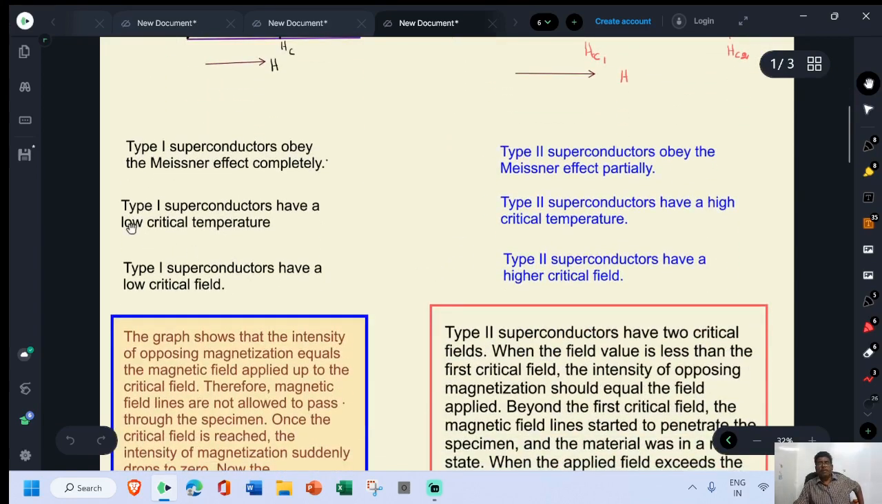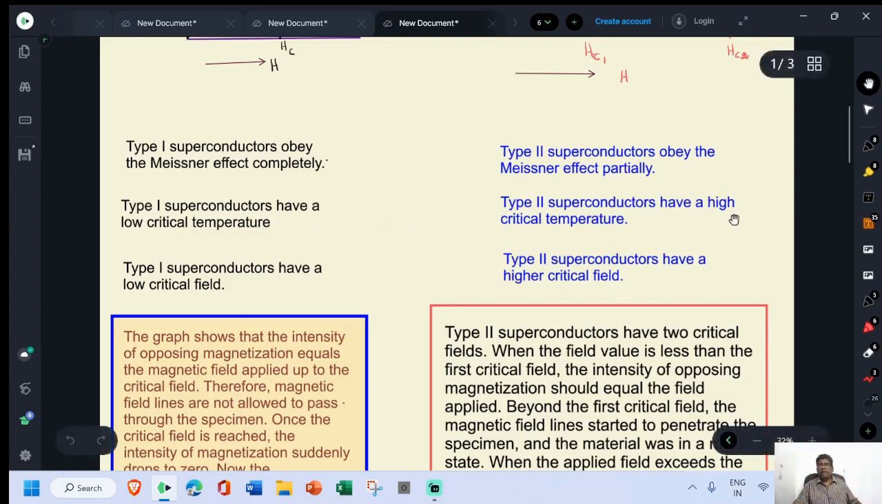And the second point is, type 1 superconductors have a low critical temperature. The value of critical temperature is less for the type 1 case. Critical temperature means if the temperature of the specimen is maintained at a value lesser than a particular temperature, the nature of the specimen is superconducting. If the temperature of the specimen exceeds that particular temperature value and the specimen changes into a normal conductor, that particular temperature is called critical temperature.